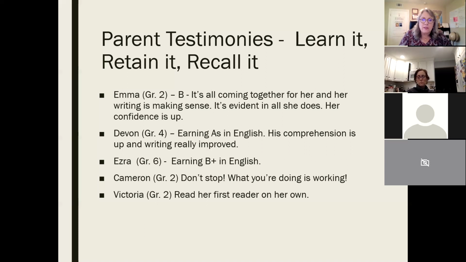Some of the other students I've worked with have dysgraphia, and they need a lot of extra work with their handwriting, like Cameron and Ezra, who have a little bit more of a challenge in their writing. But Devin came to me with low comprehension scores, and now he's earning A's in English. His writing has really improved, and his comprehension. Ezra is my 6th grade student in my practicum. He's earning a B+ in English.